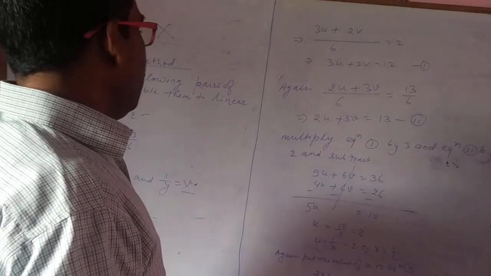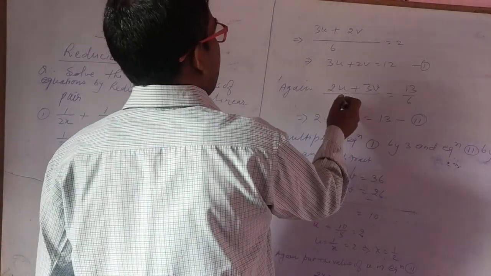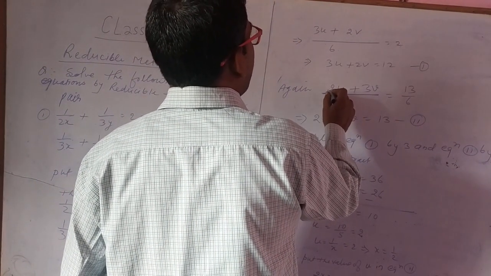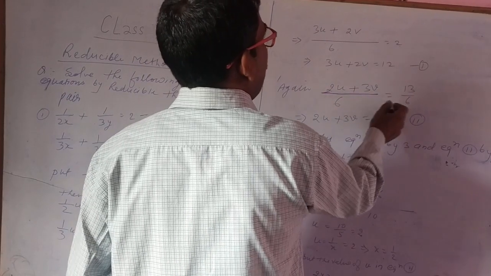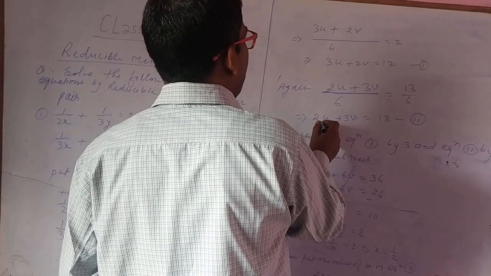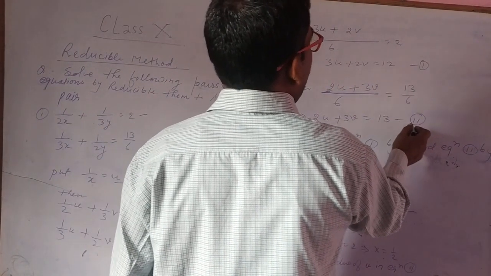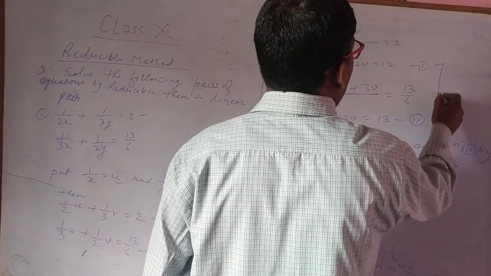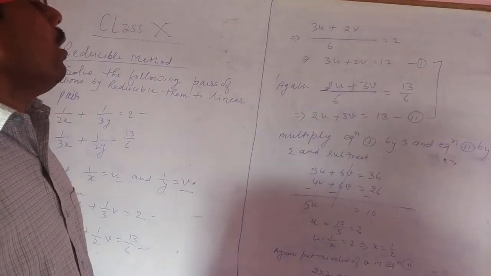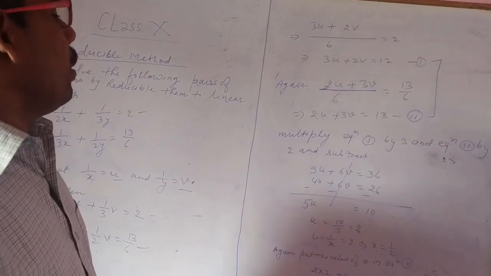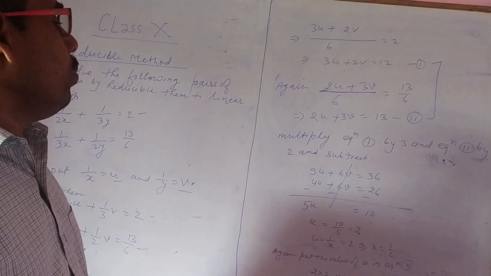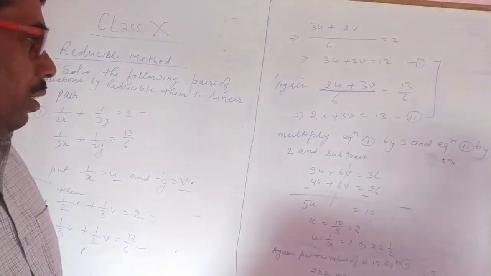Again, we take the second equation. Here its LCM is 6, and solving it, it comes to 2u plus 3v by 6 equal to 13 by 6. Then this can be written as 2u plus 3v equal to 13. Consider this as equation number 2. We see that both are linear equations. Therefore, we can solve by any method taught in the previous lecture.